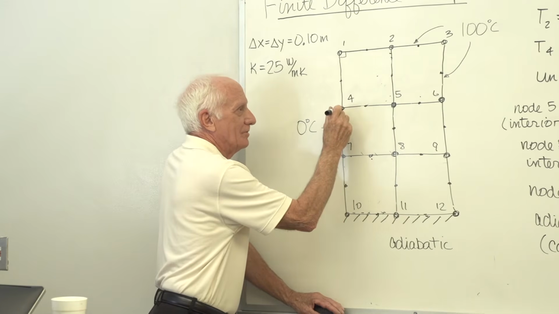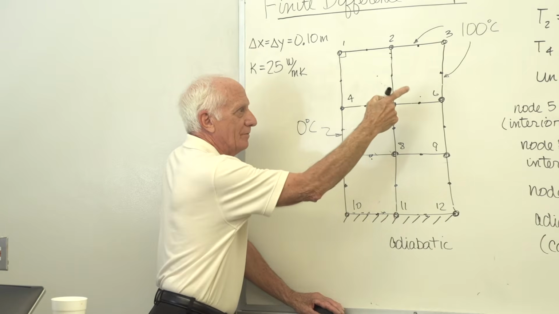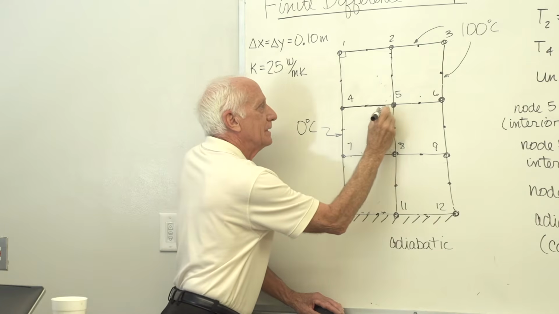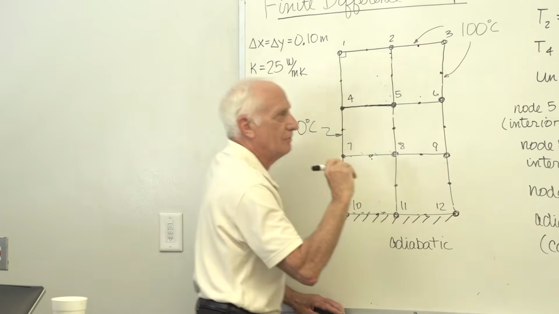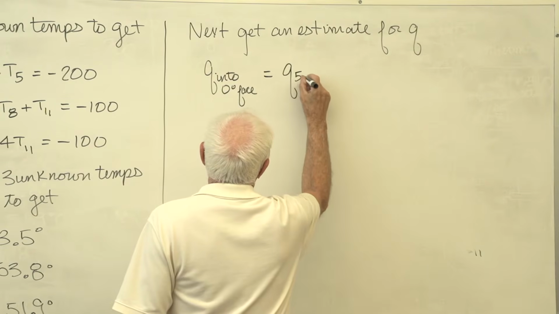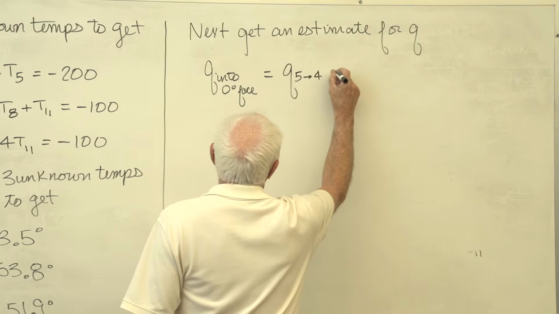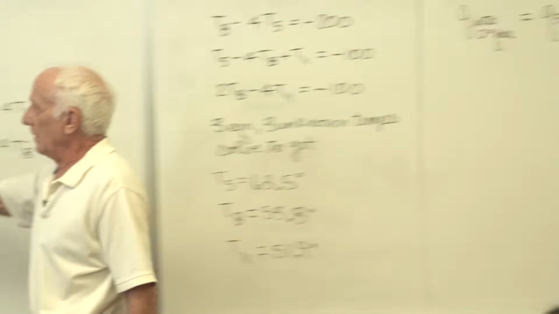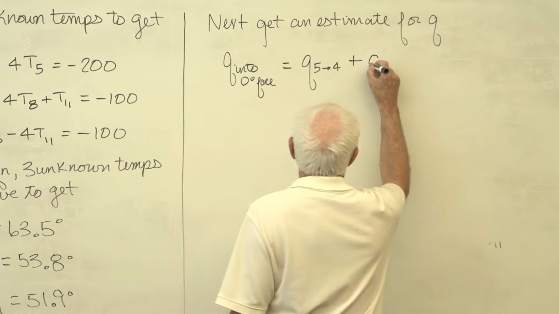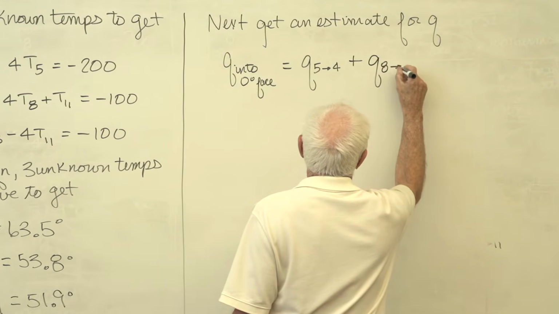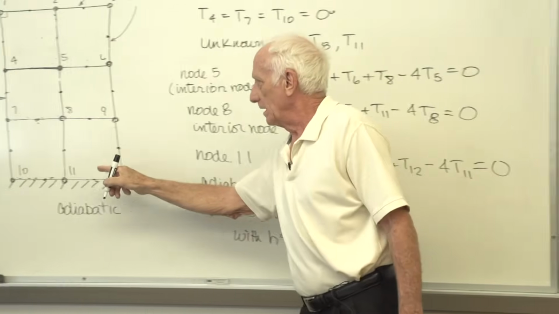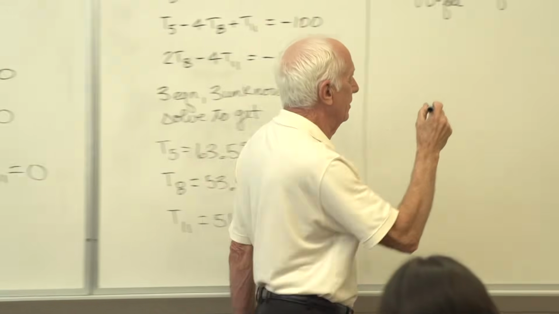Here's a node on the 0 degree face. Heat comes in from the right-hand side. Heat goes from 5 to 4 through this heat conducting rod right there. Q 5 to 4. Heat goes from node 8 to node 7 through the heat conducting rod. Heat goes from 11 to 10 through the heat conducting rod.